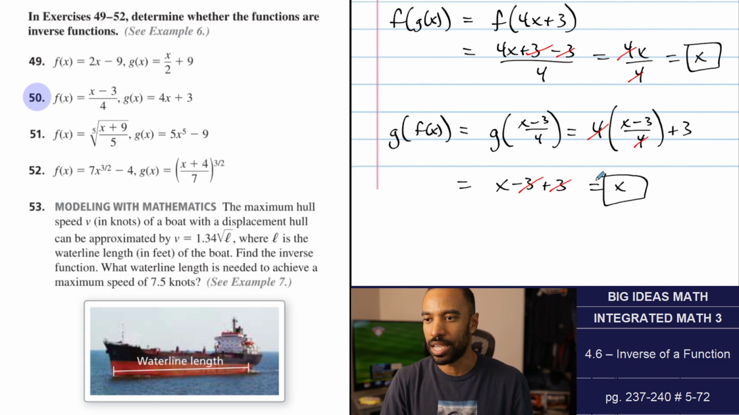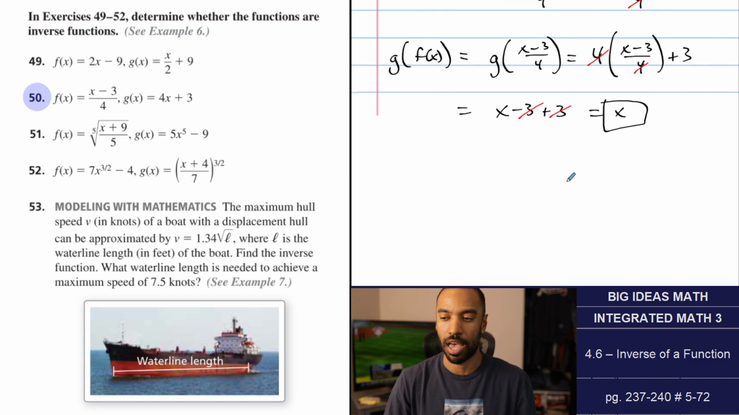Anyway, f and g are inverses in this scenario because f of g of x equals x and g of f of x equals x. I keep misspelling inverses. These are inverses.